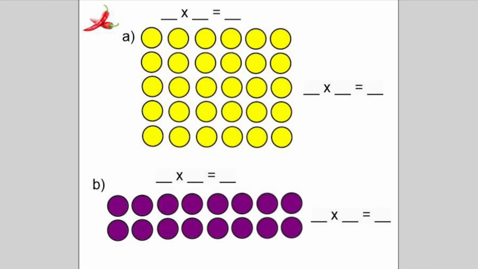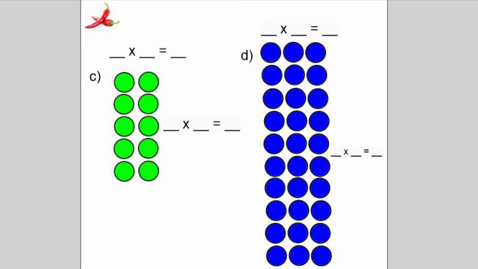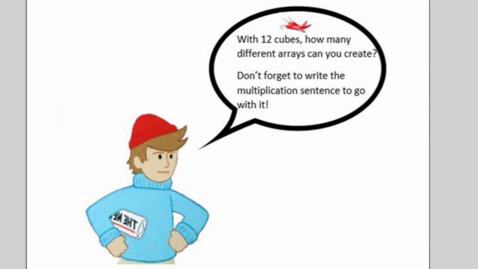Here's the first part of chili 2, so like we've practiced, fill in the 2 multiplication sentences for each array. And here's the second part of chili 2. Chili 3 is an investigation, so Tom says, with 12 cubes, how many different arrays can you create? Don't forget to write the multiplication sentence to go with it. You don't have to use cubes, you can use anything you like, or you might just like to draw the arrays on a piece of paper.